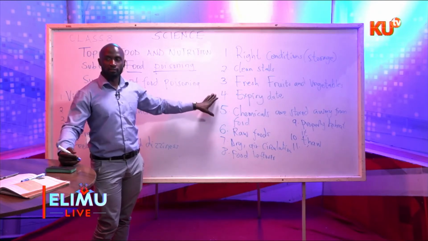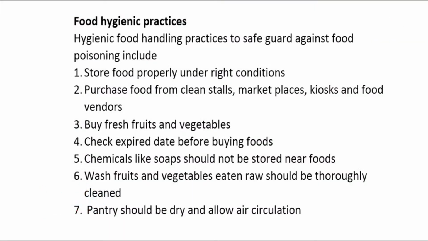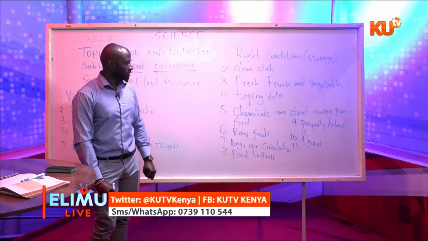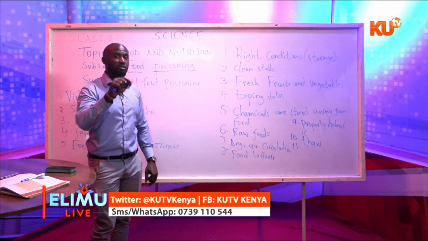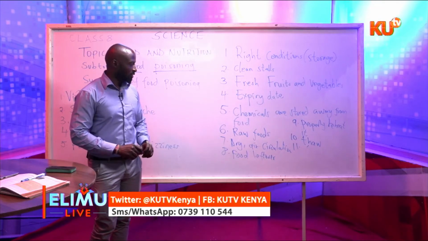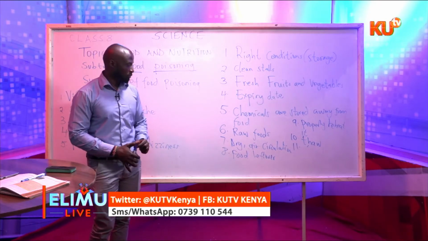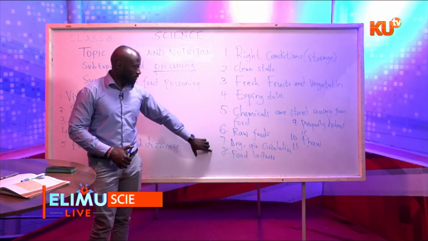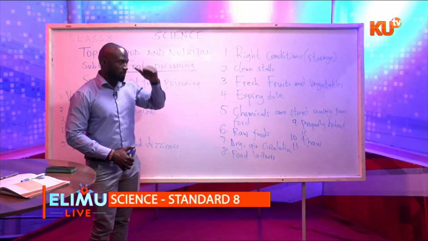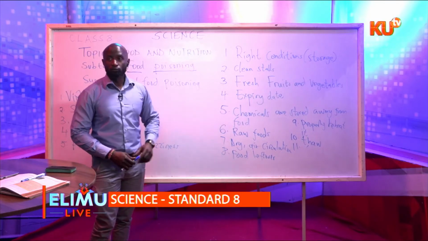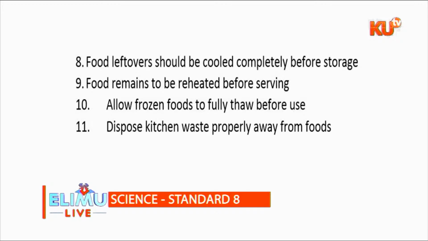We talked of expiry date. From now henceforth, I want every girl and boy listening and watching that every time you get to a place that you need to buy, make sure you check the expiry date. The chemicals that we talked about, make sure they're stored differently from foodstuffs. Foods eaten raw, the key word was thoroughly wash them with running water. Properly reheat any leftover before you consume it. And if you are storing any leftover, make sure it is completely cooled before you store. And we talked of frozen foods that should thaw before you consume.